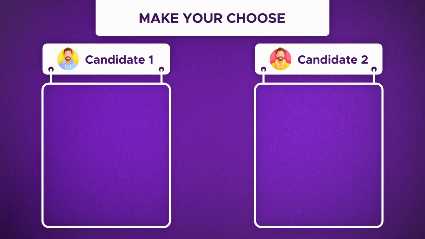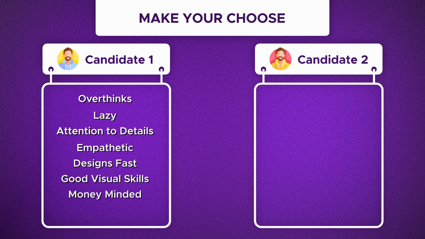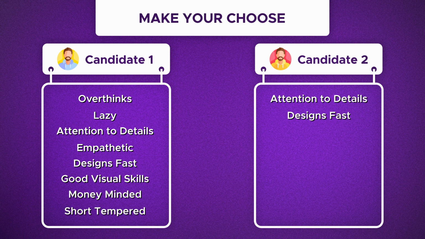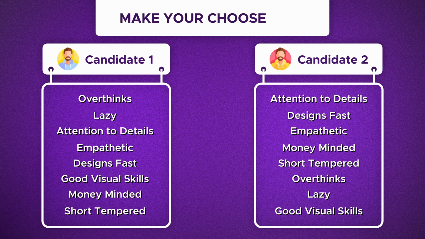Here I need a little bit of your help in picking a good candidate for my company. So we will look at 2 people and their character traits, and based on that we will pick a better fit. Ready? Here are the traits of the first candidate. Overthinks, lazy, attention to detail, empathetic, designs fast, good visual skills, money-minded, short temper. Here are the traits of the second candidate. Attention to detail, designs fast, empathetic, money-minded, short temper, overthinks, lazy, good visual skills. Which one would you pick?